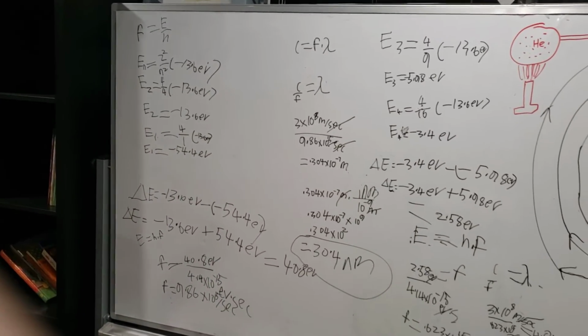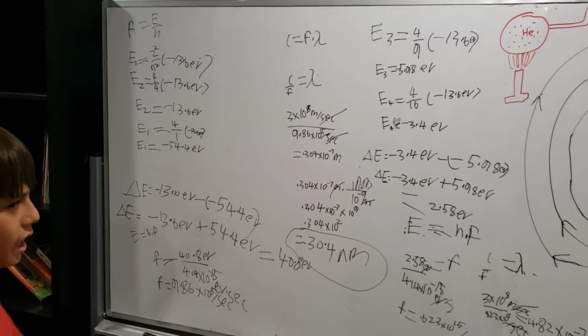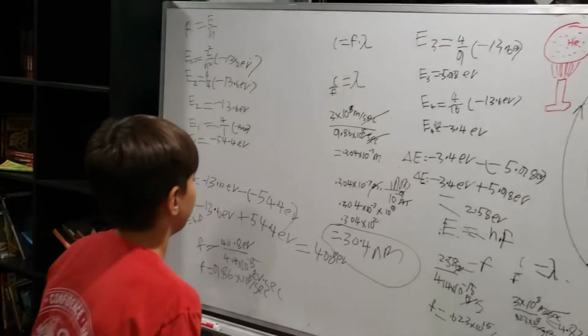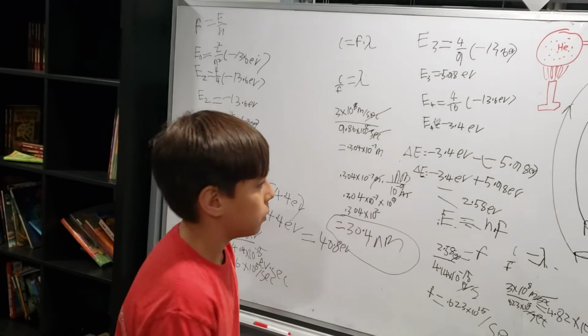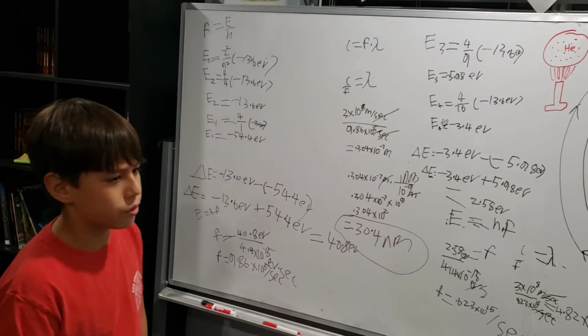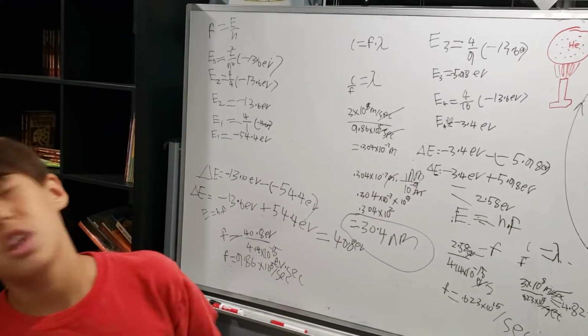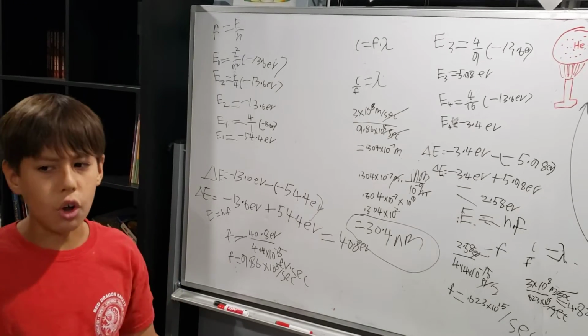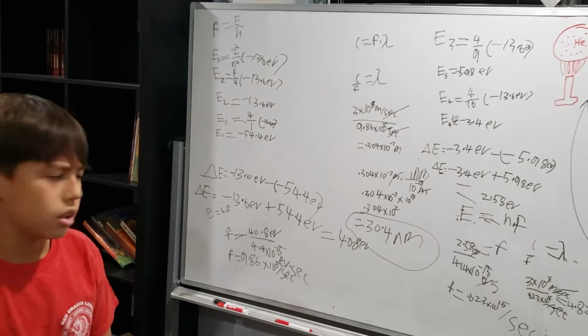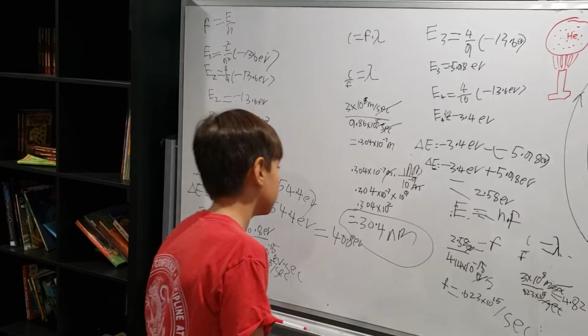Okay, and then you need to turn it into nanometers. Why do you need to turn it into nanometers? Because to find the color, it's all nanometers. Okay, all right.